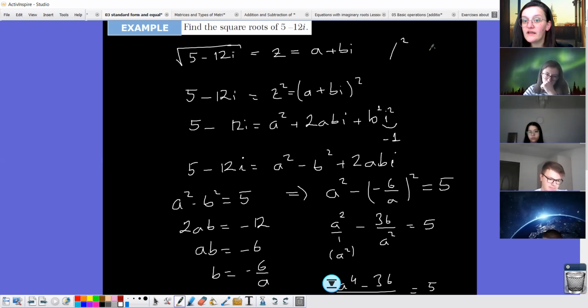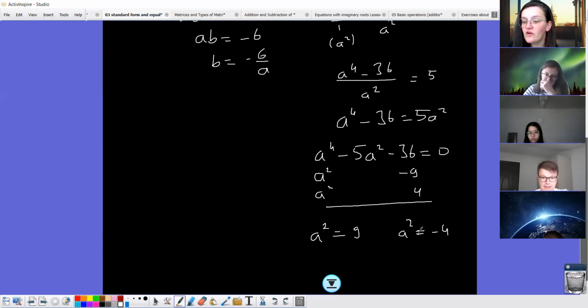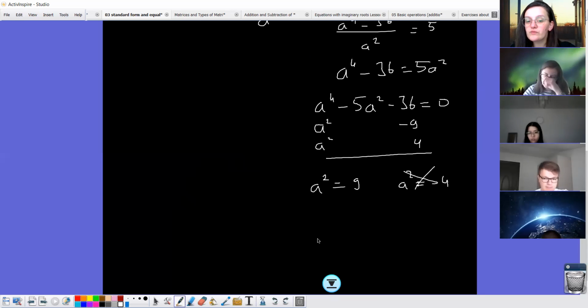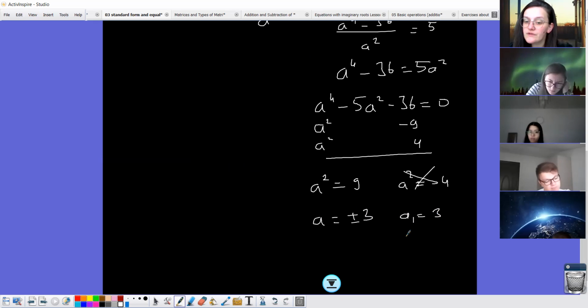And here a and b are real numbers, not complex or imaginary numbers. So this one is not possible. Here, what will we find for a? a will be 3, plus or minus. Let's say a1 is plus 3, a2 is minus 3.